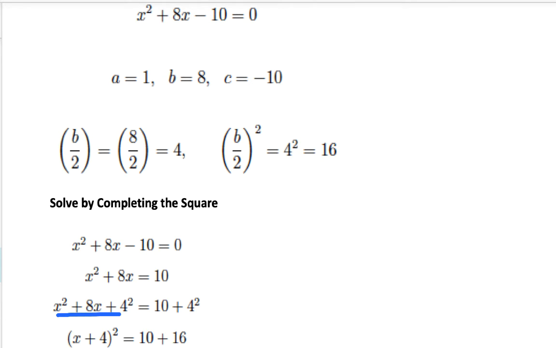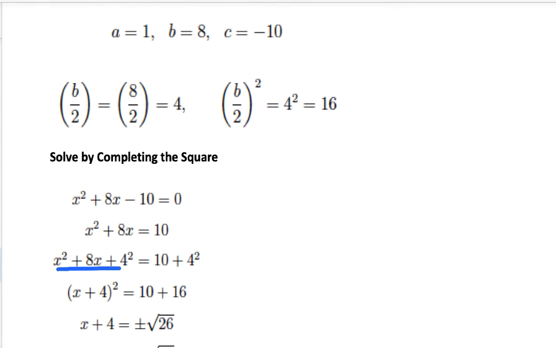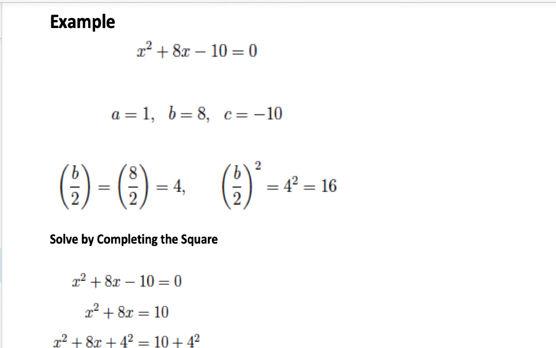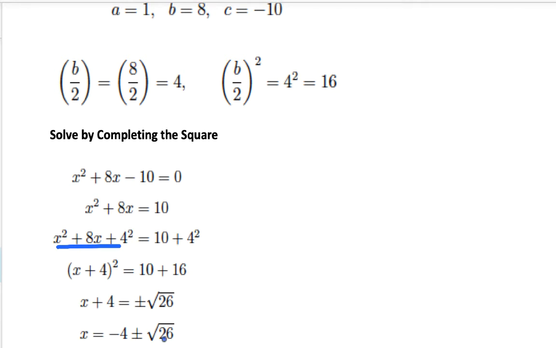Now applying the square roots here, what do we get? x plus 4 is plus minus the square root of 10 plus 16, which is 26. And the solutions now are given by, when you take 4 to the other side of the equation, minus 4 plus minus square root 26. So the solution to x squared plus 8x minus 10 equals 0 is x equals minus 4 plus minus square root 26.